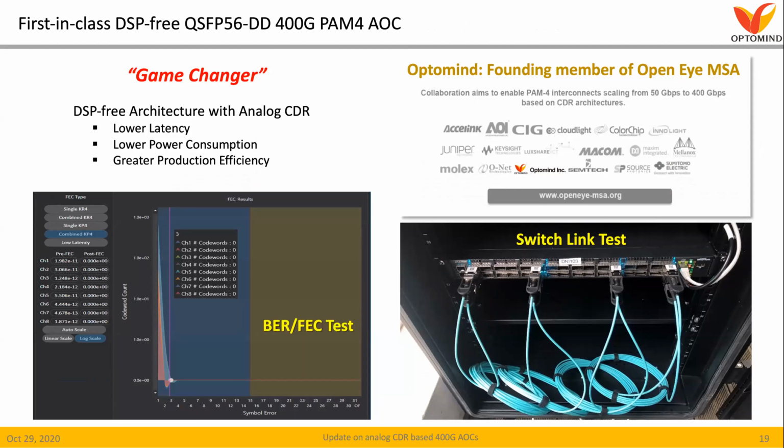We achieved more than 3 benefits, including lower latency for HPC application and AI-based high-end server, lower power consumption for operating cost savings, and great production efficiency with a higher yield. We are one of founding members of OpenEye MSA that pursue analog CDR-based approach to get PAM4 solution product.